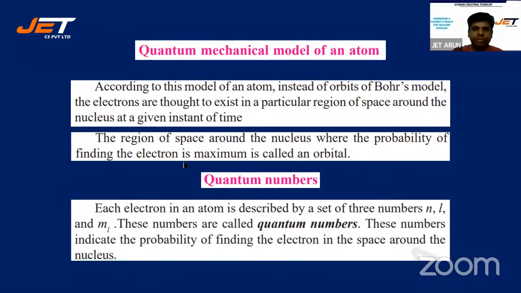Now let's look at quantum numbers, students. Each electron in an atom is described by a set of three numbers, n, l, and ml. These numbers are called quantum numbers. These numbers indicate the probability of finding the electron in space around the nucleus. That is, they talk about the probability of finding the electron in the orbital.